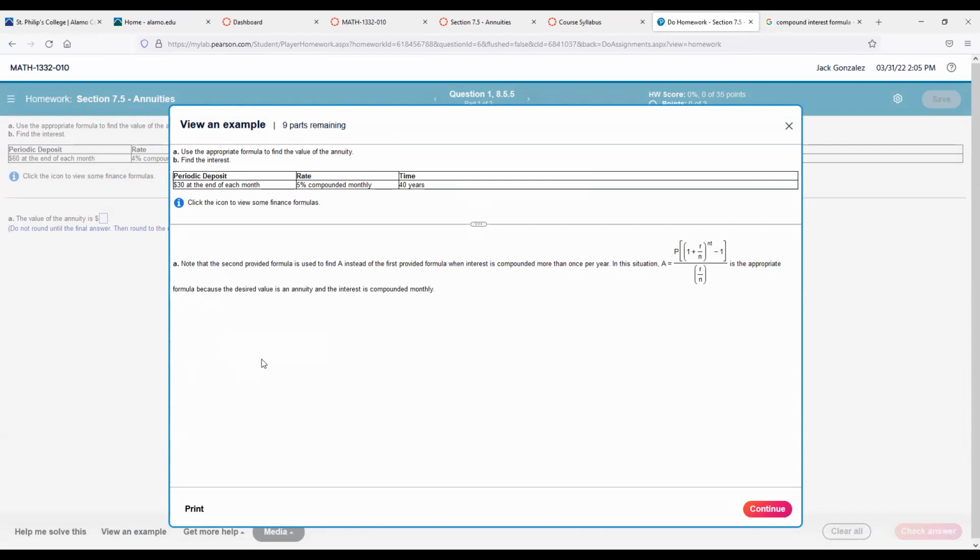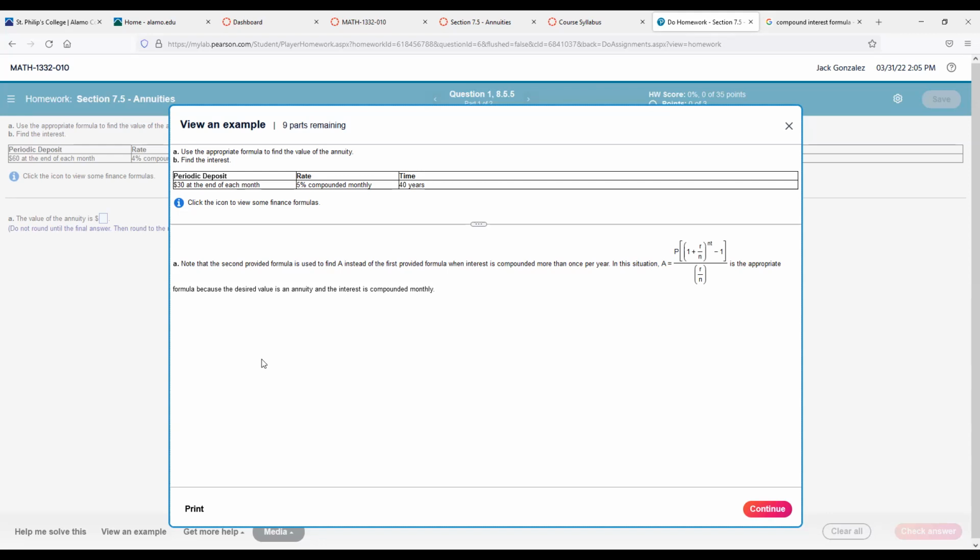I'm sorry, use the formula to find the value of the annuity, which means they want the future amount that you're going to have. So if you put away 30 bucks every month at 5% for 40 years, how much are we going to have? And then part B is going to say, what is the interest that you made on those 30 bucks every month? So there's three things we kind of have to do here.